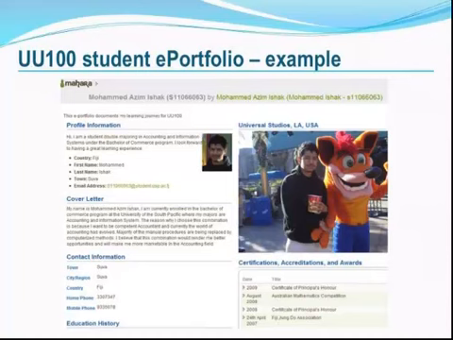This is an example of a student ePortfolio from last year. The first slide gives an indication of some basic information about the student. The second slide shows some of the weekly assessments and the lab activities which the student had to do.